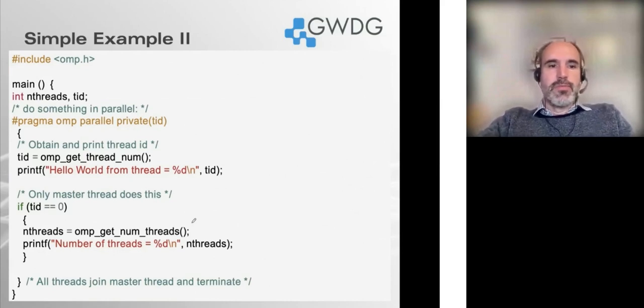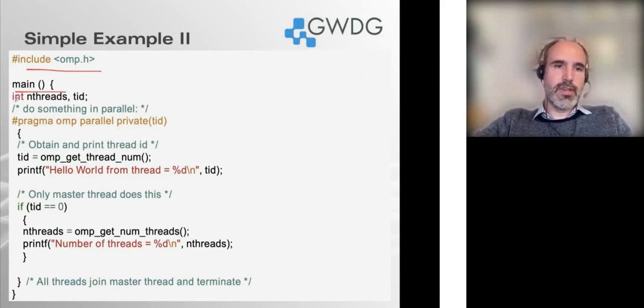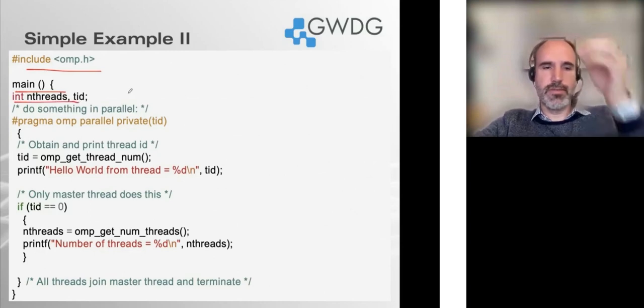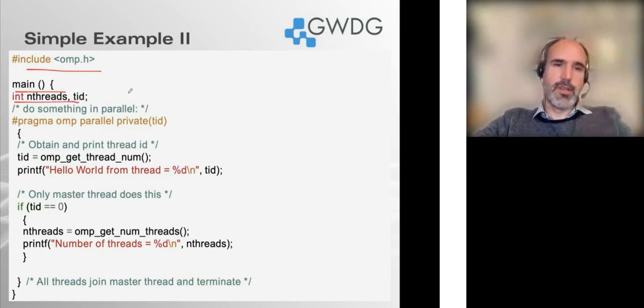Right, let's look at a bit more complicated code. Again, we start with including the library on top. We have our main function in C. Then we have two integers created, actually not initialized properly. Nevertheless, two integers. And starting from this line, we actually want to do something in parallel. That's why we tell the compiler, here we should have a parallel section.